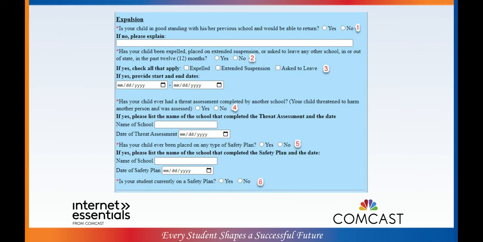Question 2. Has your child been expelled, placed on extended suspension, or asked to leave any other school in the past 12 months? Yes or no? If yes, check the boxes to indicate expelled, extended suspension, or asked to leave, and the start and end dates. Question 4. Has your child ever had a threat assessment completed by another school? Yes or no? If yes, please list the name of the school and the date of the threat assessment in the boxes below.